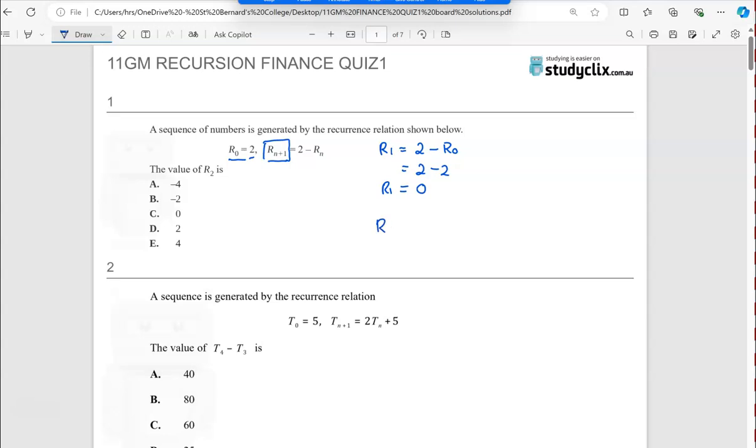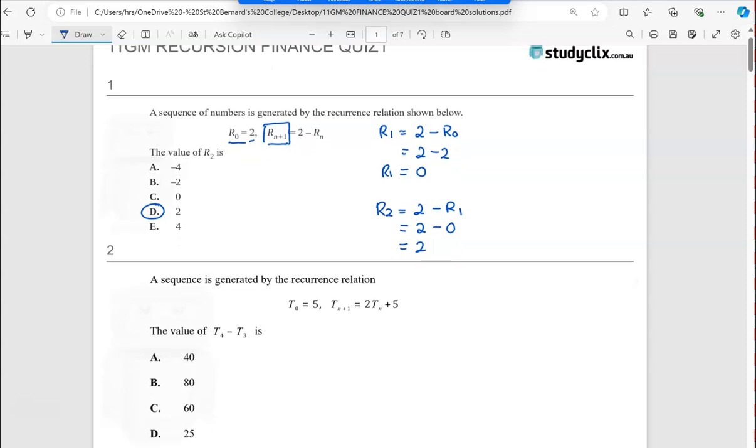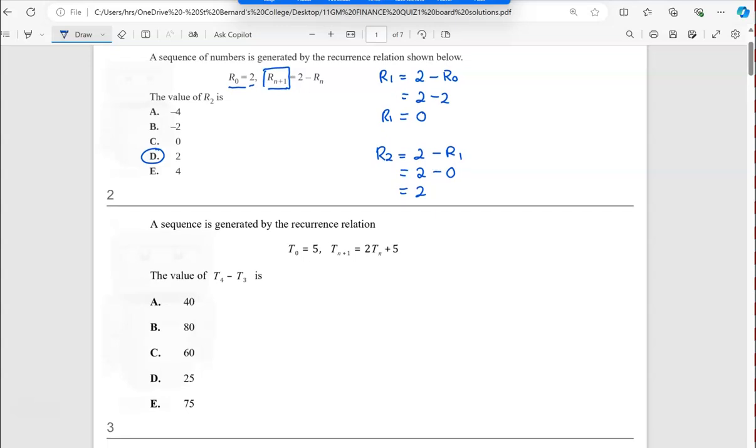So if I go to find R2, it'd be 2 minus R1, because that's what the rule says. And I know that R1 is 0. So then 2 minus 0 is 2. So we get D. I strongly suggest you step it out, because obviously people are getting trapped. And if you visually see what you're doing, you probably won't make that mistake.